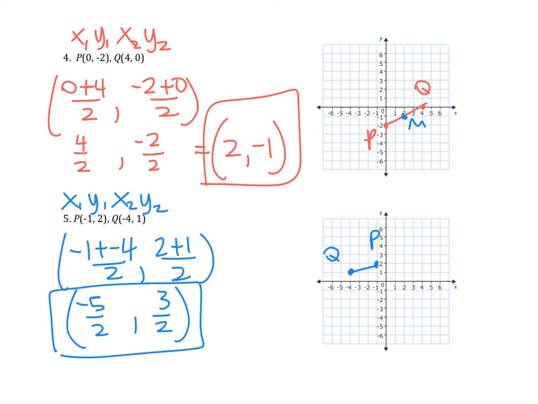And in this last one, when you add the x coordinates together, negative 1 plus negative 4 over 2, you get negative 5 over 2, which doesn't simplify any more than that. And the same with the y coordinates, 2 plus 1 is 3 over 2. So to plot that, it would be negative 2.5, which is between negative 2 and negative 3, and up to 1.5, which is between 1 and 2.